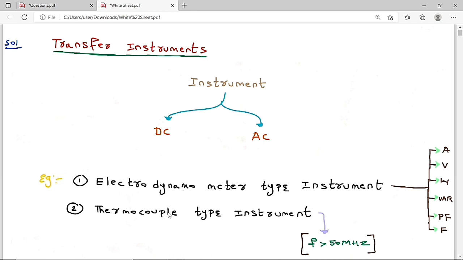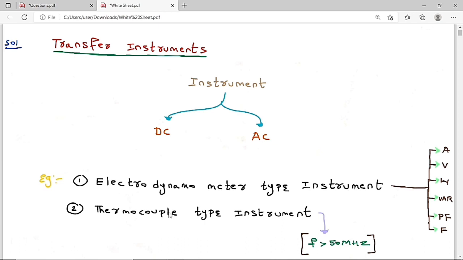Similarly, the thermocouple instruments basically work on the principle of the Seebeck effect. The input is the temperature difference and the output is either voltage or current. Whenever you join two different metals and keep a temperature difference between the two junctions, a current flows because of this temperature difference. This principle is called the Seebeck effect.